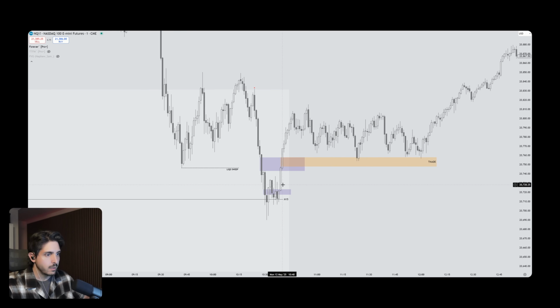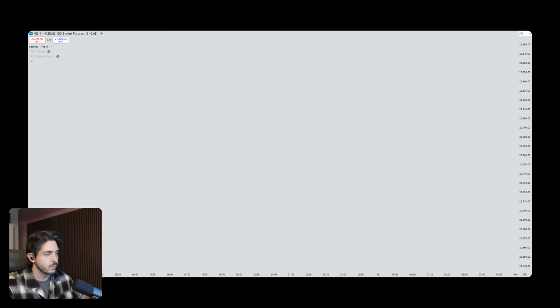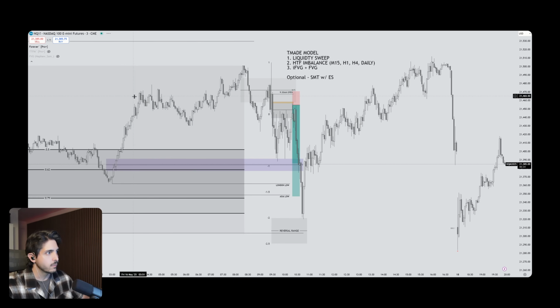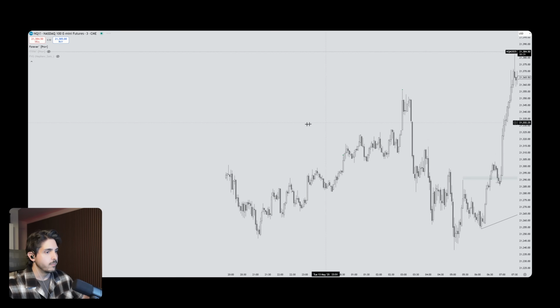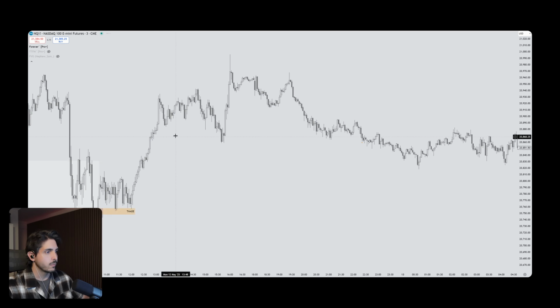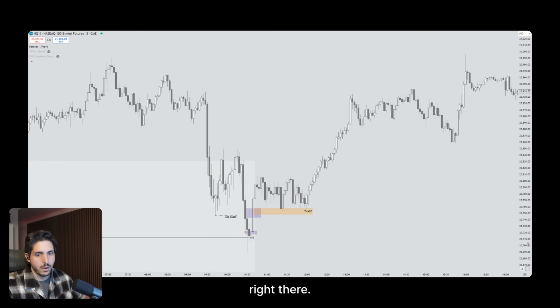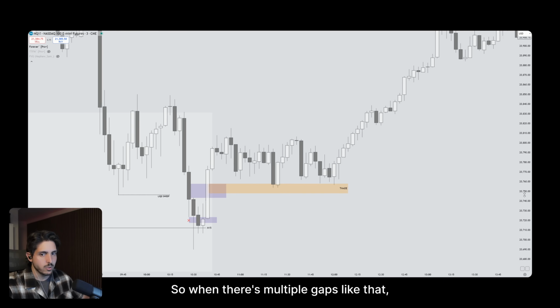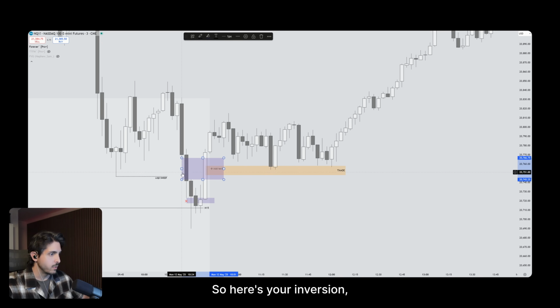But in this case, right, because we do have all these gaps here, you could hop into like a 3-minute chart, right? The fact that I have to go look for this again is mental. So here's the 3-minute right there. Right. So when there's multiple gaps like that, you can always go to a higher time frame here. And this makes beautiful sense. So here's your inversion, right? There's no inversion here. Okay. Here's the inversion.